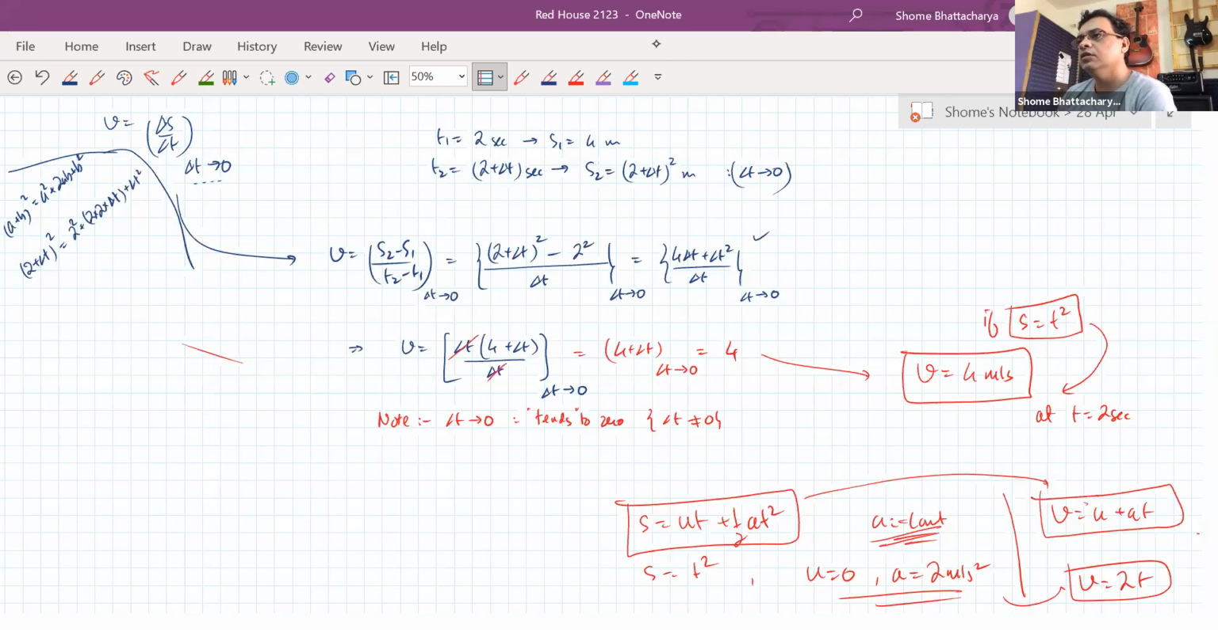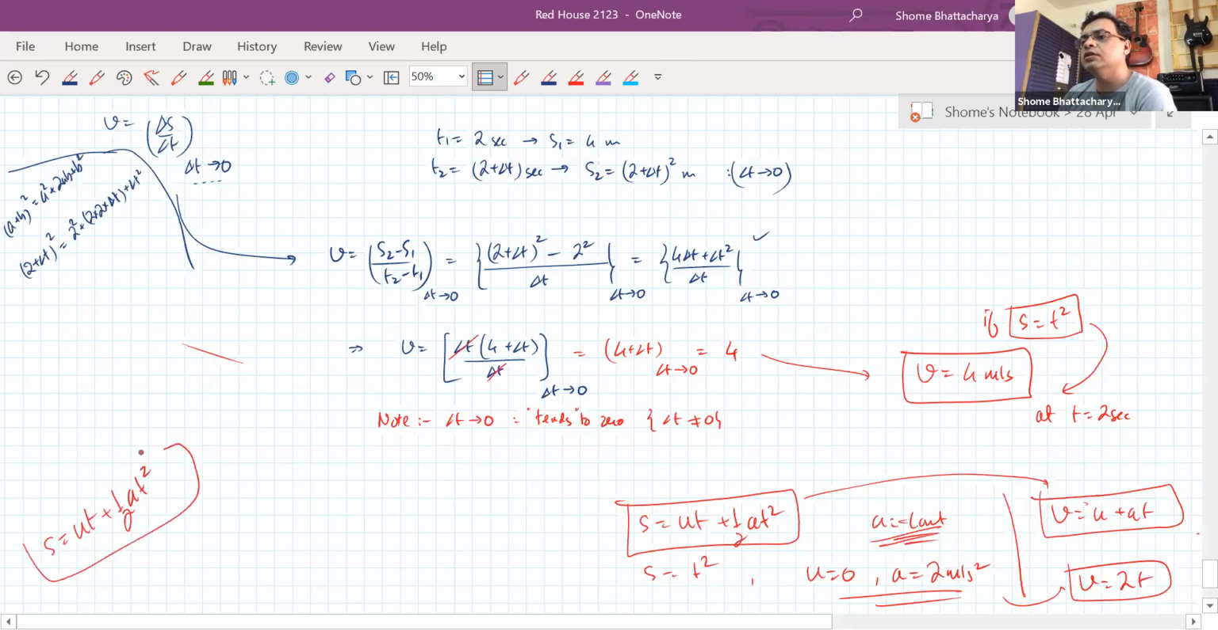Parv, you have a question? Yes, sir. How did we take the acceleration as 2 meters per second square? See, this is the standard equation, s is equal to ut plus half at square, in the case when acceleration is constant, for constant or uniform acceleration. Now the particular equation that we have is what? That s is equal to t square.